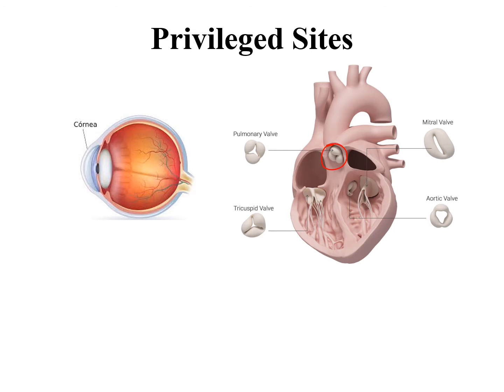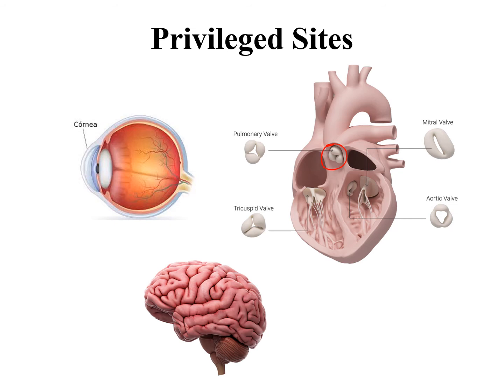And the last privileged site is the brain. So the brain, you've heard of the blood-brain barrier, where drugs and certain things don't cross from the blood into the brain. Well, that is true for the immune components. Antibodies, complement, CTLs do not cross from the blood into the brain. So the cornea, the heart valves, and the brain are privileged sites.